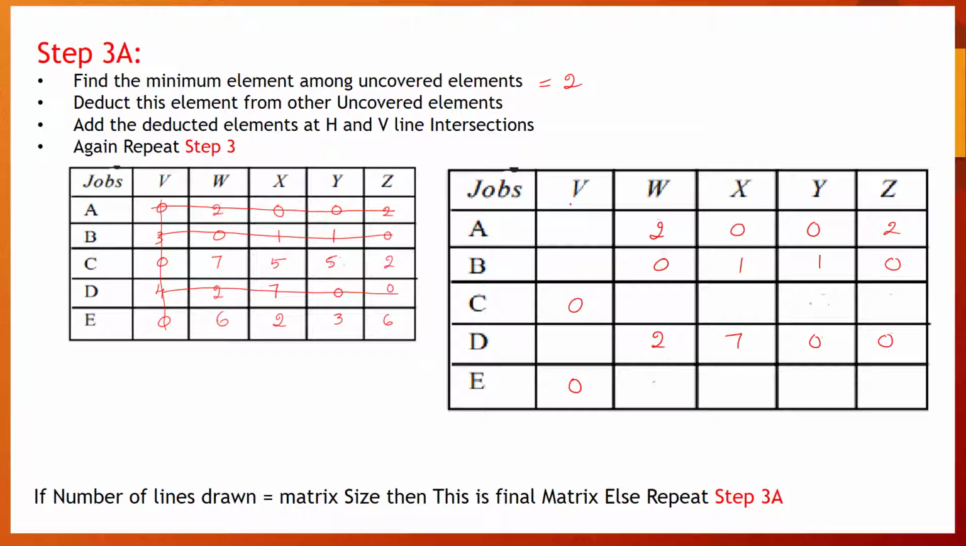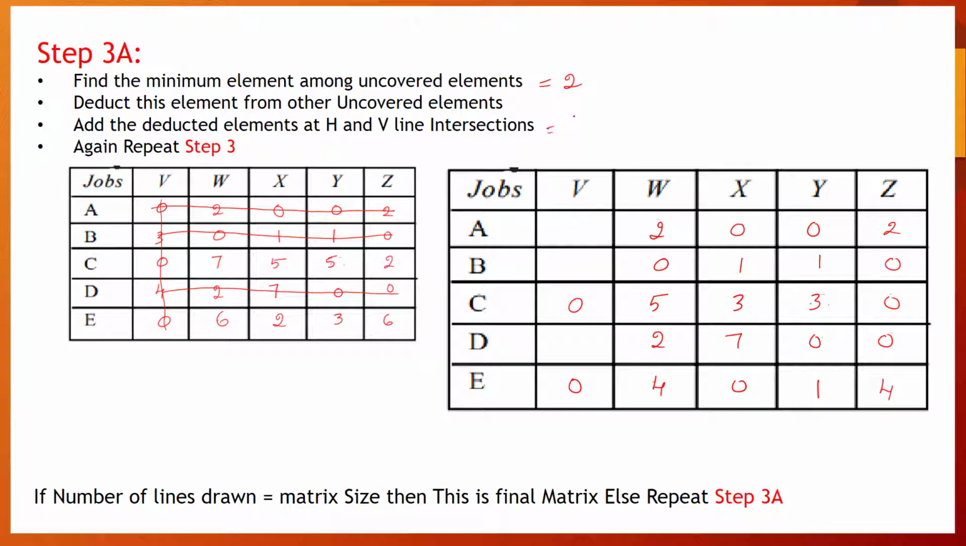So now what we need to do is we need to deduct this element from other uncovered elements. So here we have the uncovered element, so 7 minus 2 we need to do, so this will become 5. So 5 minus 2 is 3, again 5 minus 2 is 3, 2 minus 2 is 0. Next here it will be 6 minus 2, which is 4, 2 minus 2 is 0, 3 minus 2 is 1, 6 minus 2 is 4. So these are the cross sections, and here we need to add them.